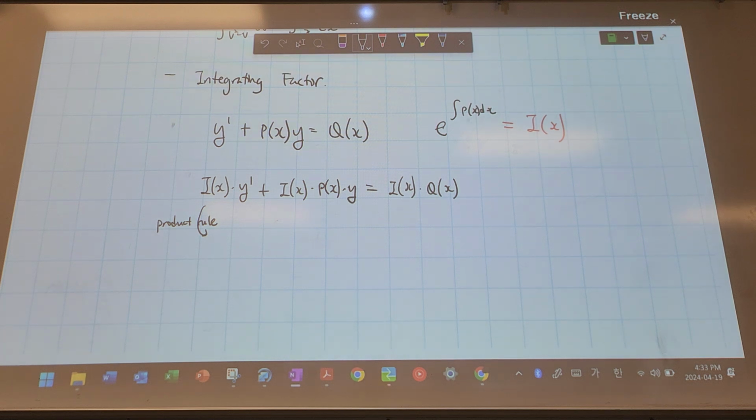It's weird. What is I of x? That's what I don't get. I of x, like you see in the formula, it tells you, right? It's e to the power of the integral of p of x. I don't understand how this turns to make this solve the left-hand side.